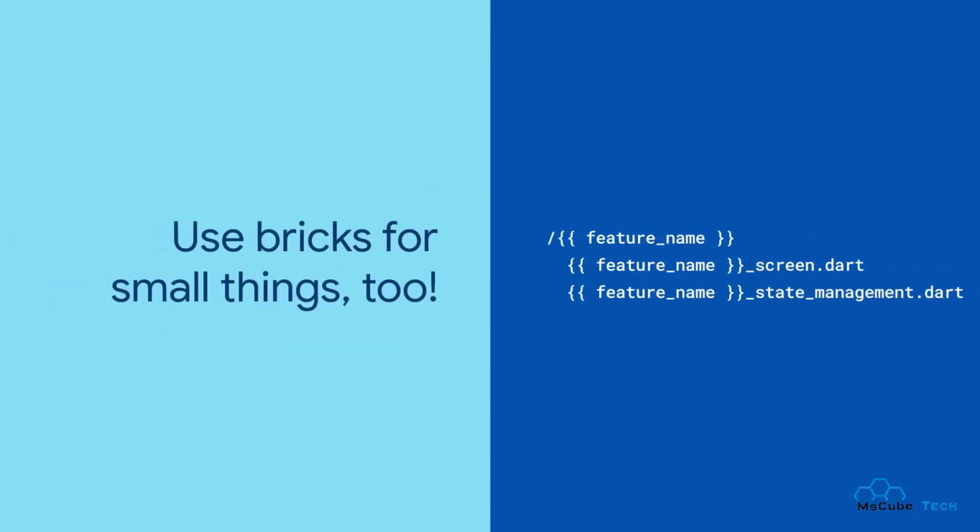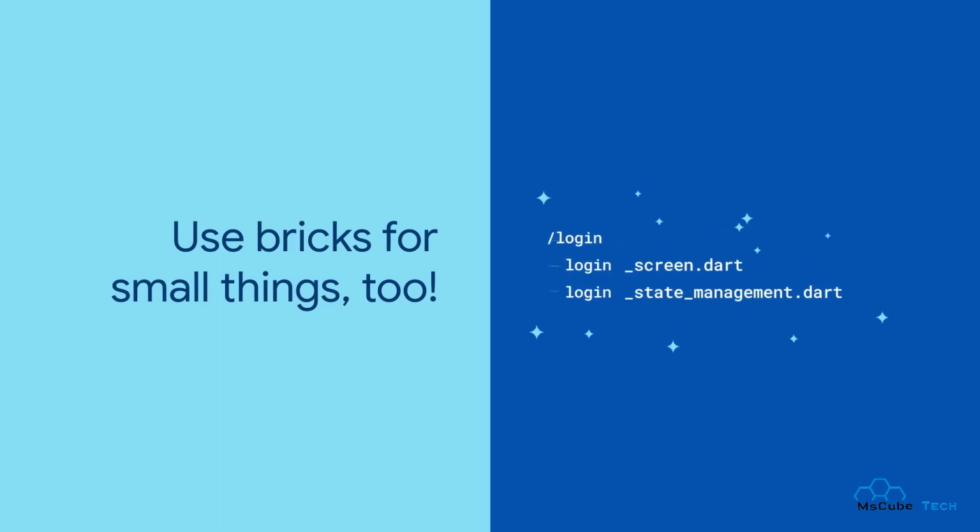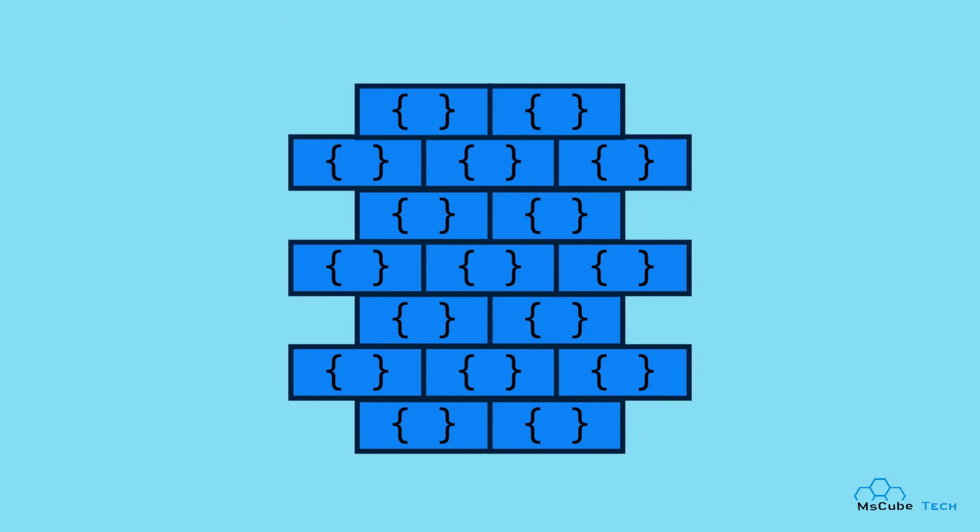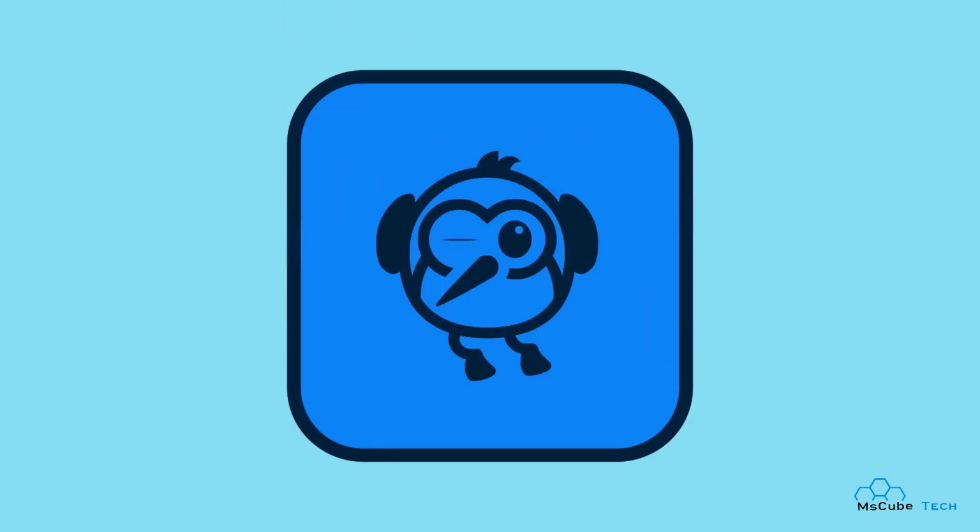And by the way, bricks can be any size, not just entire projects. Find yourself creating the same few starter files every time you begin a new feature? Well, that's a great candidate for a brick too. With Mason, you can get on with writing the interesting parts of your app more quickly than ever before.